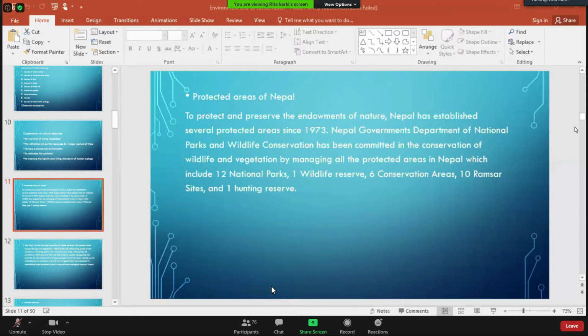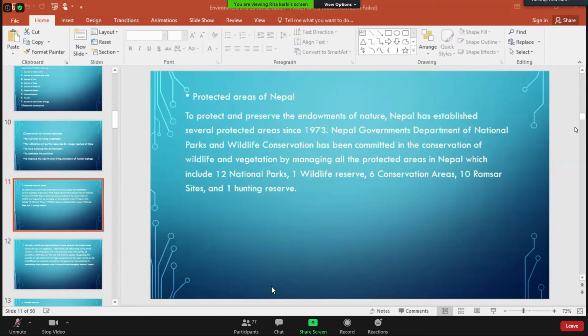So basically, in order to protect all of those resources, in order to protect the forest area, in order to protect the plants and animals, which are extremely important to us, in order to protect the natural resources present in the surrounding area, the government of our country has declared some areas as protected areas of our country. There are basically six different protected areas.